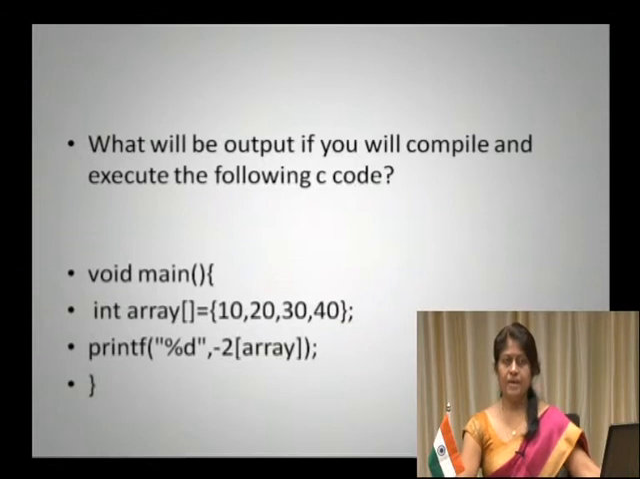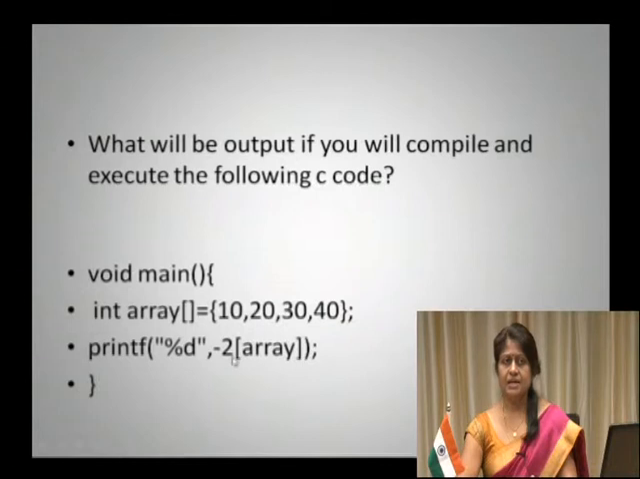Now, what will be the output of this particular program? We have an array called array itself, and it is an integer array which has been initialized with values 10, 20, 30 and 40. And now, I am trying to output the value of a certain element. So, I say -2 of array. What is the output that you expect from this particular program? I have not used any subscript over here, but I am referring just to the array name.